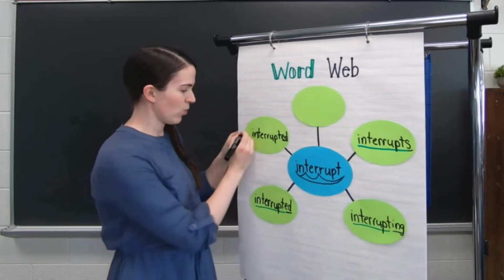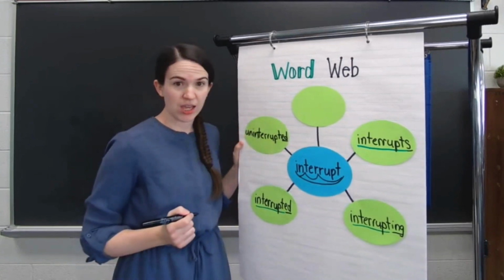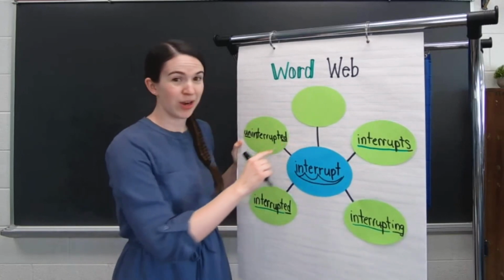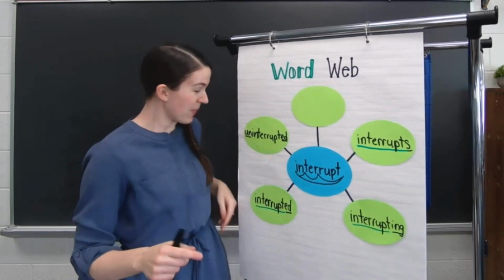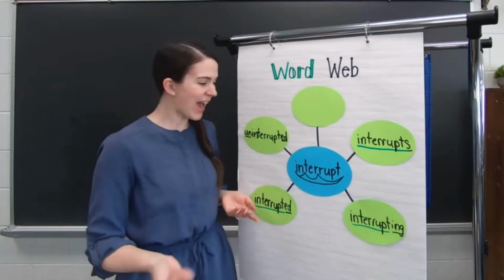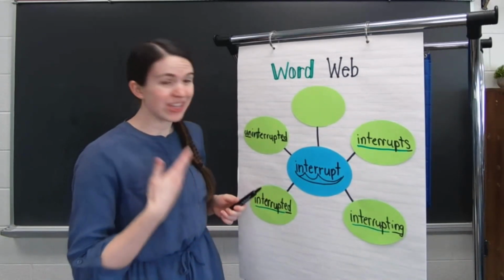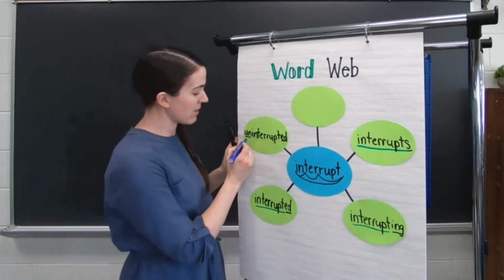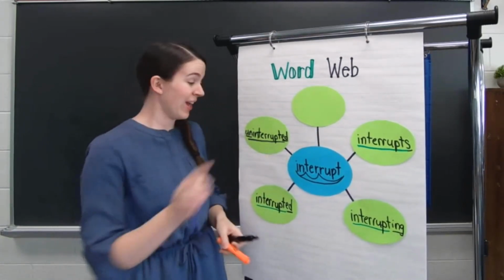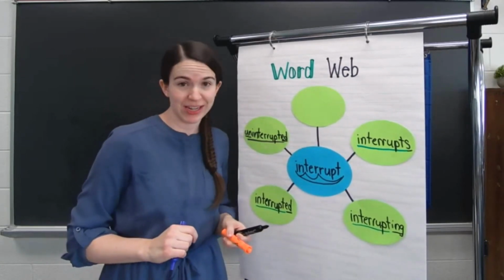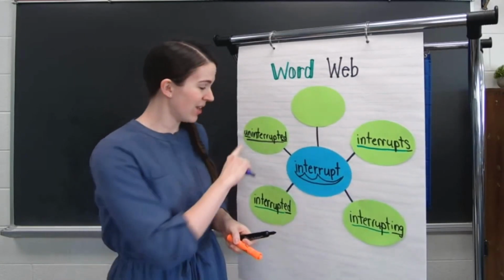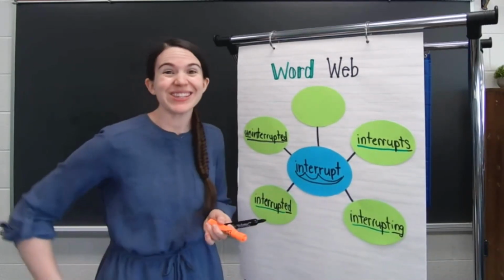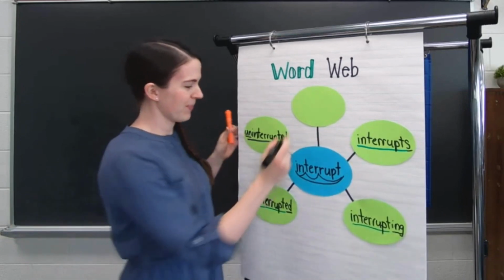And this time we're going to add the prefix un to the front. This word is uninterrupted. This word is not a verb. It's not an action. Instead, we call this an adjective because it describes something. For example, the class had uninterrupted work time when Braden was quiet. Uninterrupted describes the work time. So it's an adjective.